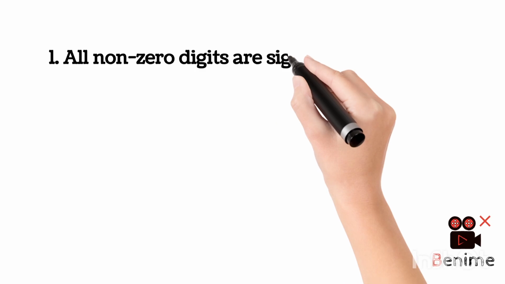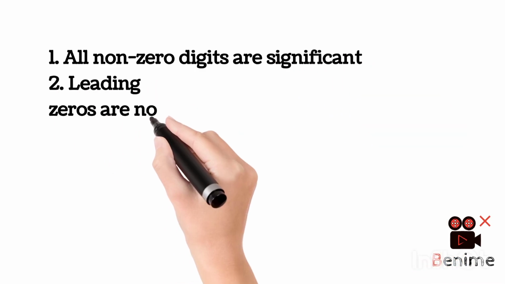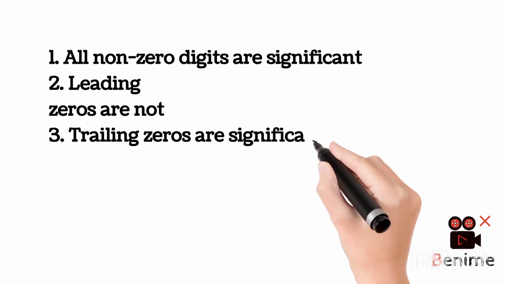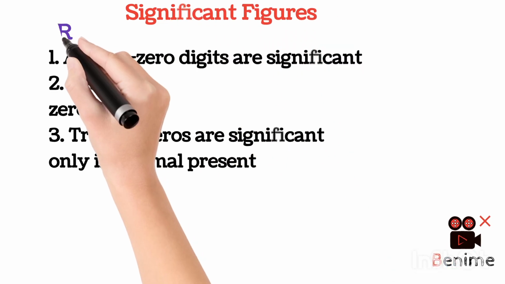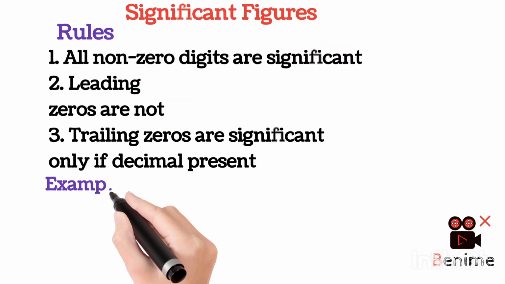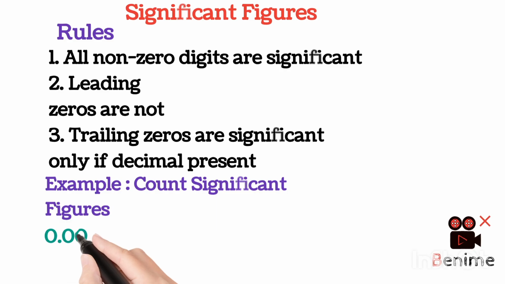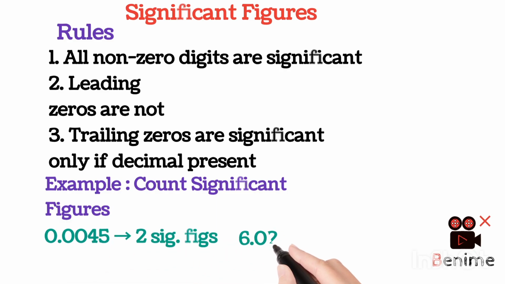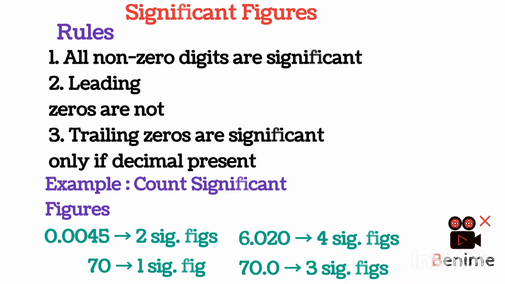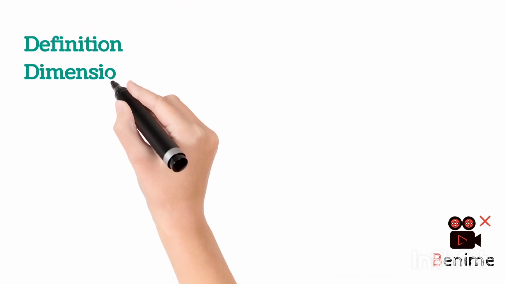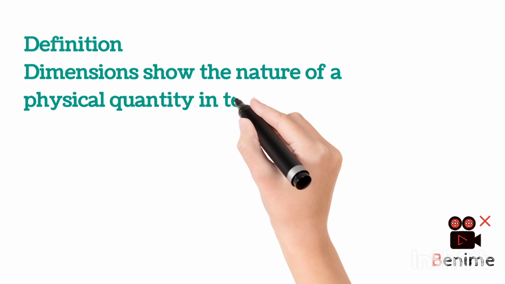After measurement, our main concern is how to write answers, that is, up to what figures. This is done by the concept of significant figures, in which we count every non-zero digit as significant, whereas zeros before a number are not significant, and if there is a decimal between numbers, then all zeros are significant.